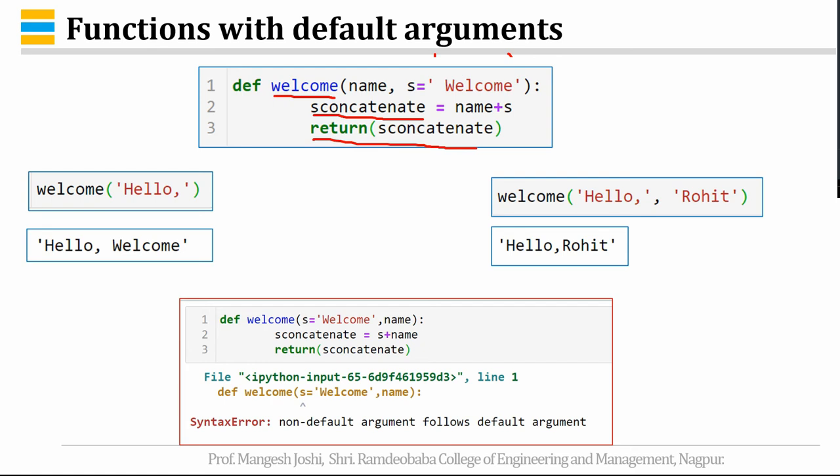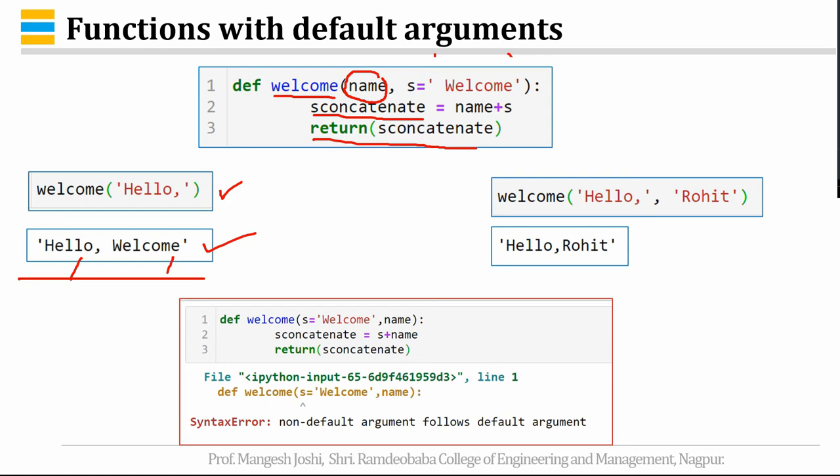Now I am calling the function welcome, and I am passing only one parameter, that is hello. So this hello will be assigned to the name variable, and it will print hello welcome. Welcome is the default argument and you have passed the value hello to name, so it is basically printing hello welcome.